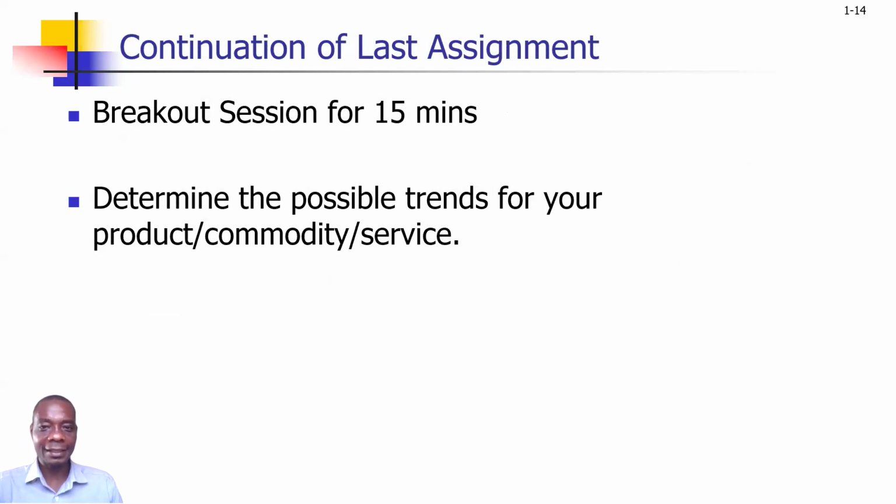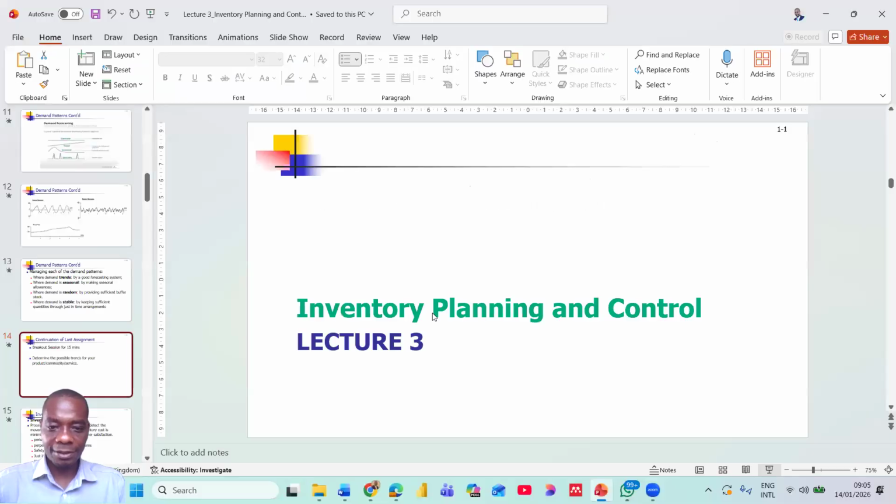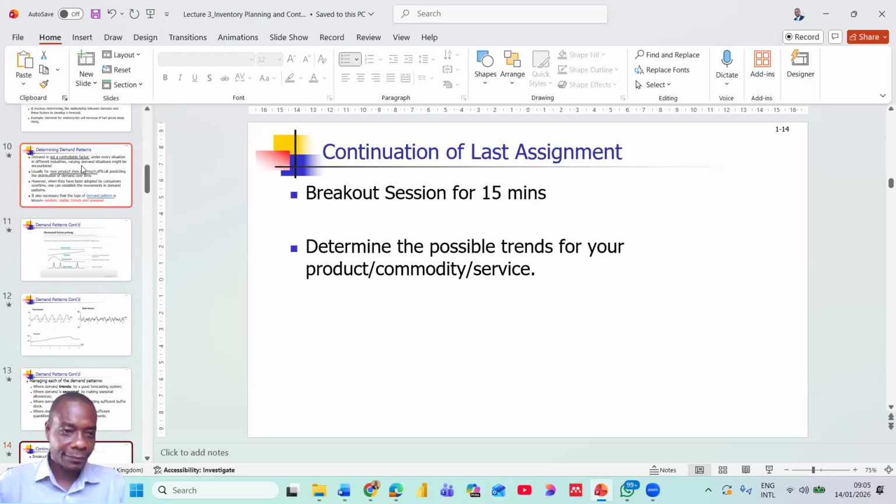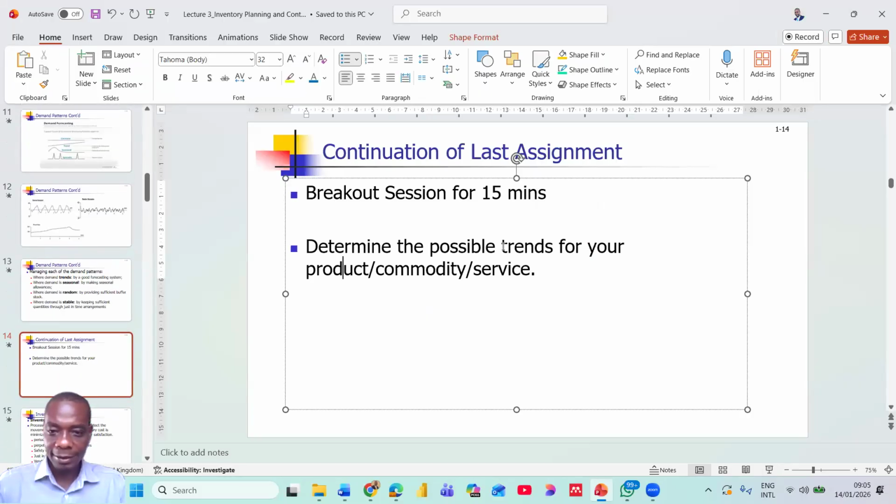So, continuation of the last assignment, you're going to have another breakout session for about 15 minutes. And then we'll come back, have a short discussion, then we end. We want to determine the possible demand for the product, commodity, or service. Not the trend per se, the possible demand. So let's look at the demand pattern, not a trend. Let's determine the demand pattern.